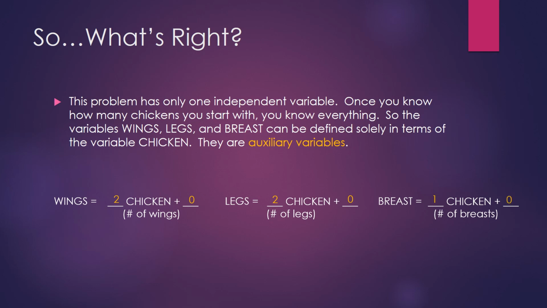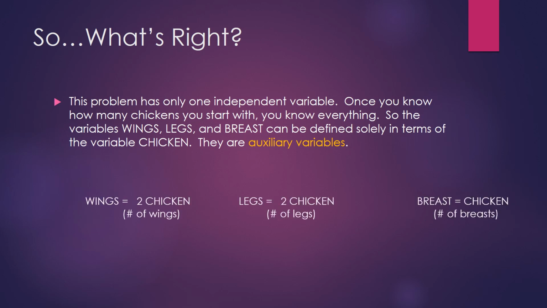So there's the math we want. Clean it up a little bit, it looks like that. And it really is right. It says, for example, that if you want to know the number of wings that you're getting, take the number of chickens you start with and multiply it by 2. If you process 10 chickens, you're going to get 2 times 10, or 20 wings. Absolutely correct.